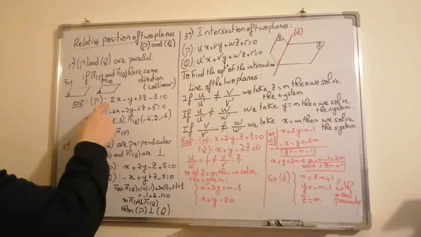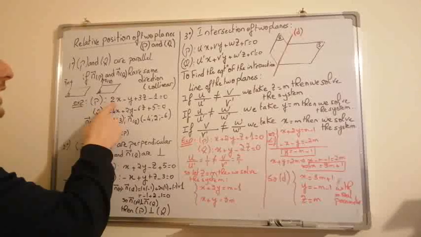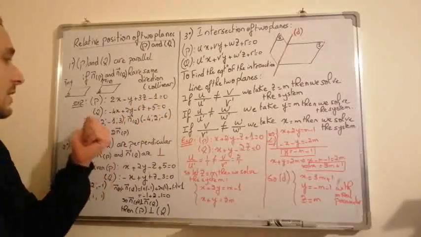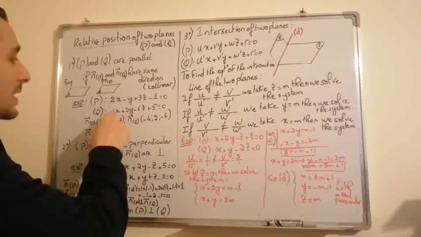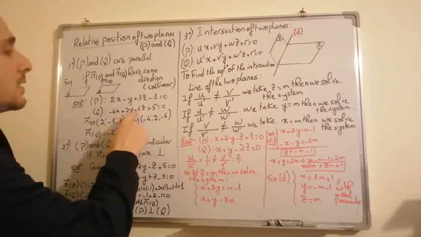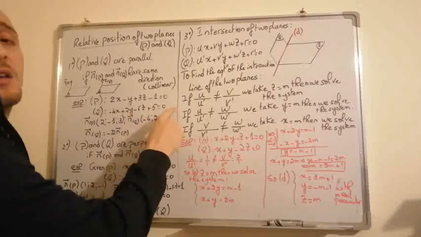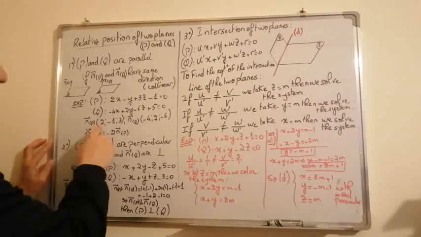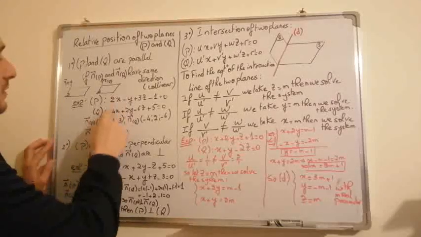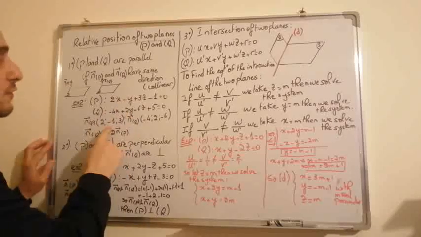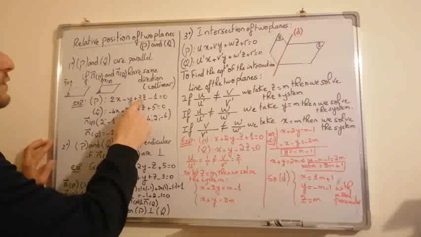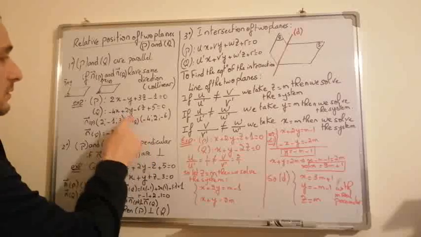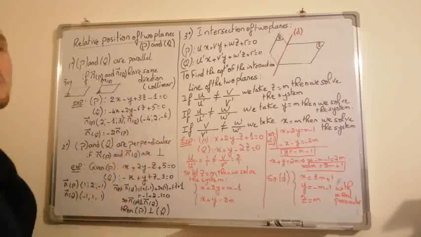In the example we have the equation of plane P, 2x minus y plus 3z minus 1 equals 0, and the equation of plane Q is minus 4x plus 2y minus 6z plus 5 equals 0. The normal of plane P is (2, -1, 3), the coefficients of x, y, and z. And the normal of Q is (-4, 2, -6).